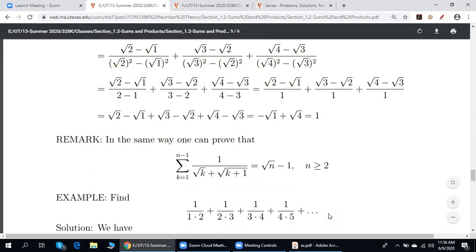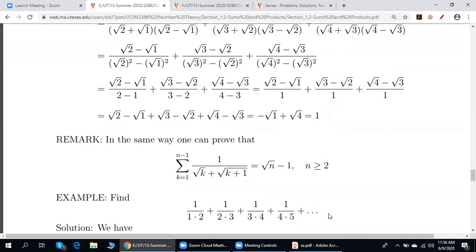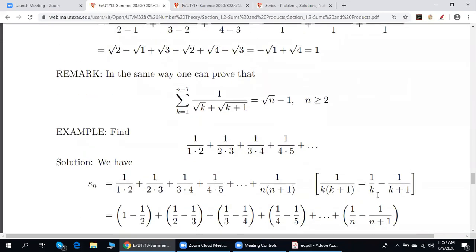Here's another example. Find this sum. And by the way, now we have an infinite sum. So what do we do? Well, we cannot really apply the conjugate trick anymore. There is no plus or minus here or here. So what do we do? By algebra, 1 over k times k plus 1 is 1 over k minus 1 over k plus 1.